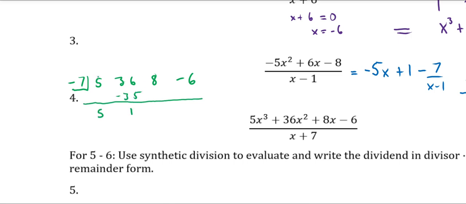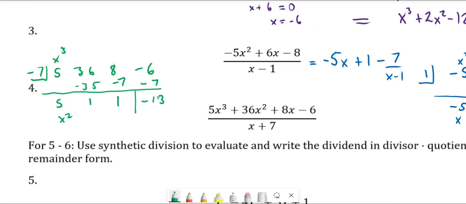Take the sum, we get 1, and continue. Take the product, we get minus 7, plus 8, we get positive 1. Take the product, minus 7, giving me a remainder of minus 13. This will drop down by 1 degree from x to the third to x squared. So this is going to give us 5x squared plus 1x plus 1 minus 13 over x plus 7.